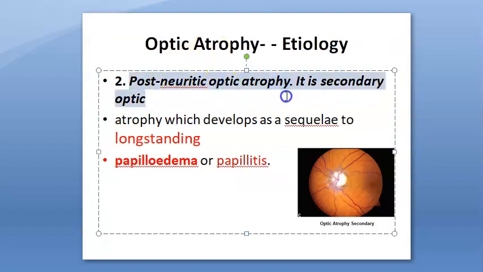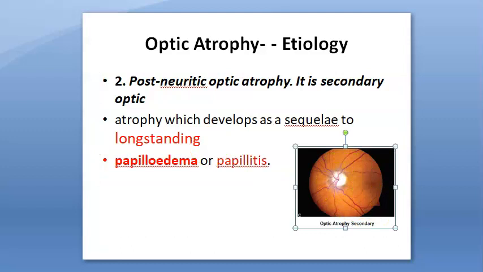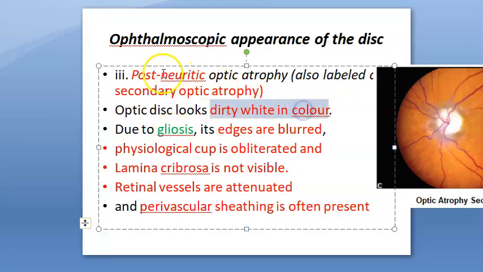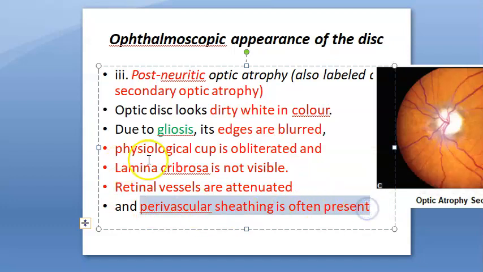Post-neuritic optic atrophy is secondary optic atrophy because of long-standing papilloedema and papillitis. So here there is papilloedema, papillitis, that is secondary, right? So here what did they say? The color is grey, they said dirty white in color. And here, due to gliosis, the edges are blurred, the physiological cup is obliterated, lamina cribrosa is not visible, retinal vessels are attenuated, perivascular sheathing is often present.